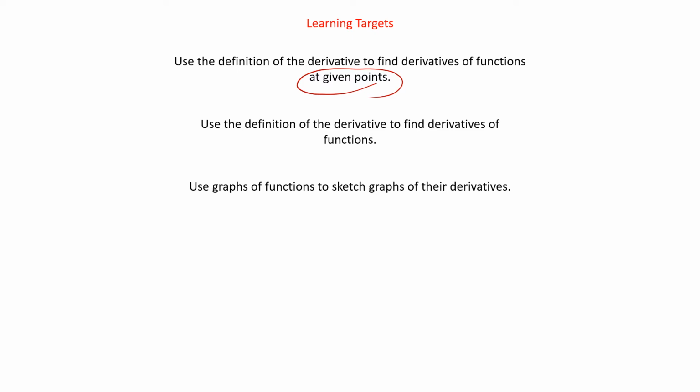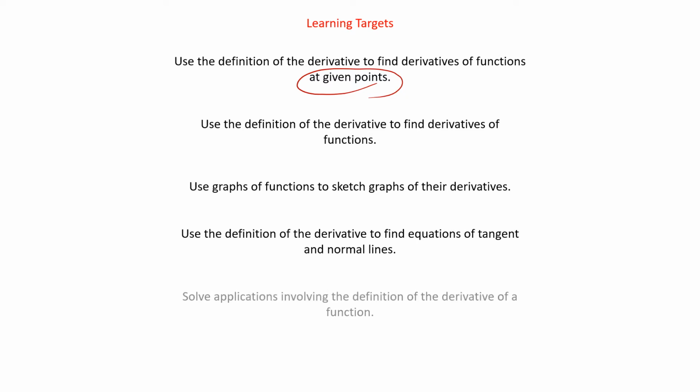So we're going to take a brief look at what it means graphically. I can use the definition of the derivative to find equations of tangent and normal lines. Now we saw equations of tangent lines at the end of last chapter. Same thing with normal lines. I can solve applications involving the definition of the derivative of a function. So we're going to be able to use them as well.